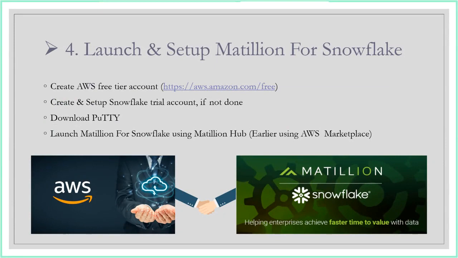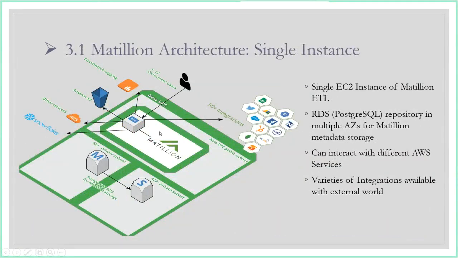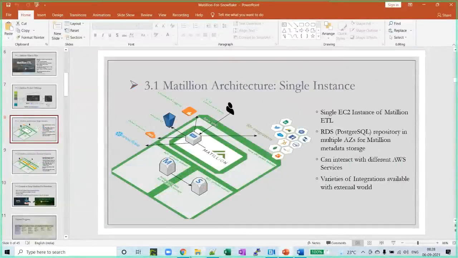So we will use the Matillion hub to launch a Matillion for Snowflake instance. But just remember that we are going to launch that in an AWS environment, within a VPC, within a public subnet. And when I'm launching a Matillion, I'm actually launching an EC2 machine. So let's get started.